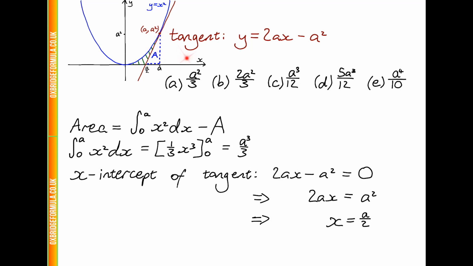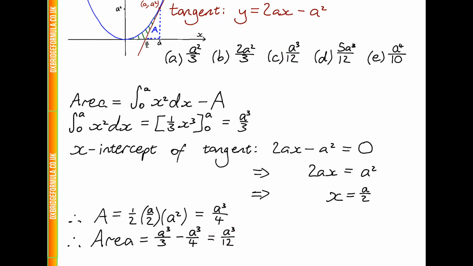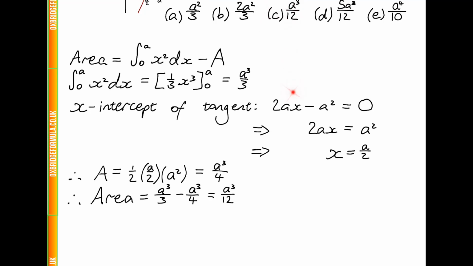And the height of this triangle is a squared. So therefore our area A is equal to a half times a over 2 times a squared. And we can see if we multiply all these together, we get a cubed over 4. So we've said that the green area is equal to this integral minus A, and we found the integral, and we found A. So now if we put these both back into the equation for the area, we see that the area is equal to a cubed over 3 minus a cubed over 4. And we can simplify that to bring everything with a common denominator as a cubed over 12, which we see as option C. So therefore the answer to the question is option C.